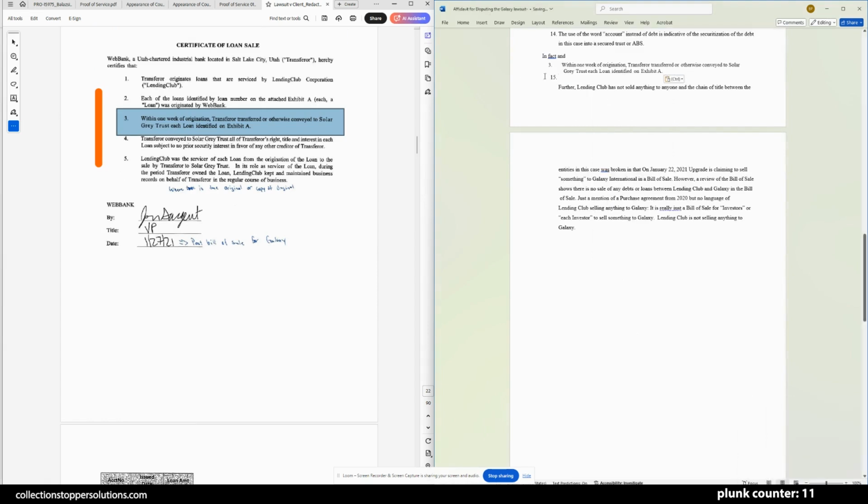Within 1 week of origination, yeah, okay, good. So let's see, 5. You're seeing this piecemeal, but I think you get what I'm doing here. So we're plunking. Further, Lending Club's not sold anything to anyone, and the chain of title between the entities in this case was broken in that Lending Club is claiming to sell something.